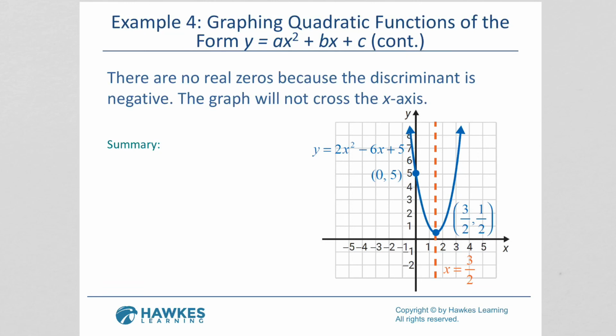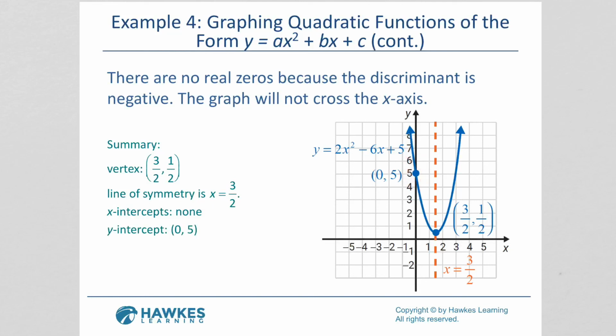Here we have non-real zeros because the discriminant is negative, so the graph is actually not going to cross the x-axis, so you don't see where those x-intercepts are. So our summary here, we have our vertex at (3/2, 1/2). Our line of symmetry is at x equals 3/2. We don't have any real x-intercepts to graph. There are still zeros, but there are no x-intercepts. And our y-intercept is (0, 5).